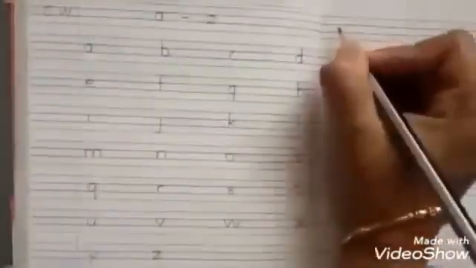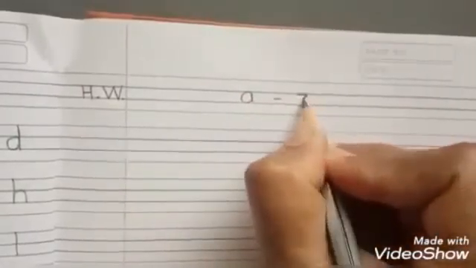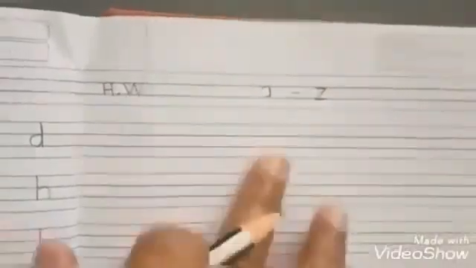Now on the right hand side you will write H.W., that is homework. Here you will write the date and again here you will write the heading in the center, A dash Z, and on this page you will write small letters A to Z.